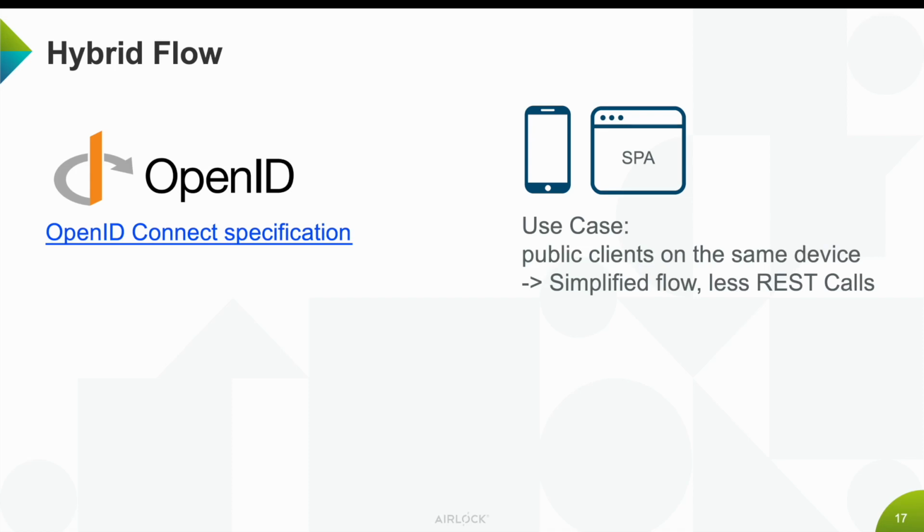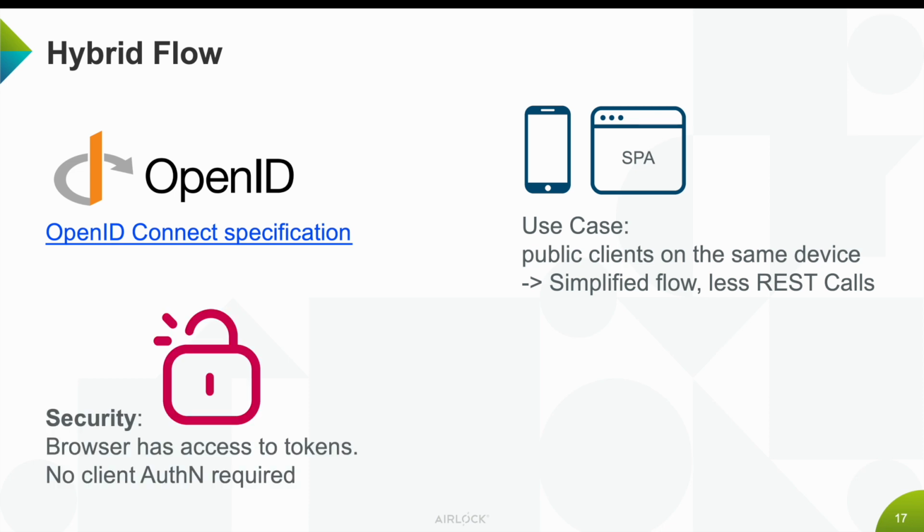The other use case would be a single-page application running in a browser that is both the user interface to the authentication flow, as well as the client that then interacts using tokens with some REST APIs. The hybrid flow in these use cases has the advantage of a simplified flow. It uses fewer REST calls to do the interactions, which is convenient, especially for mobile app developers. But there are also some caveats.